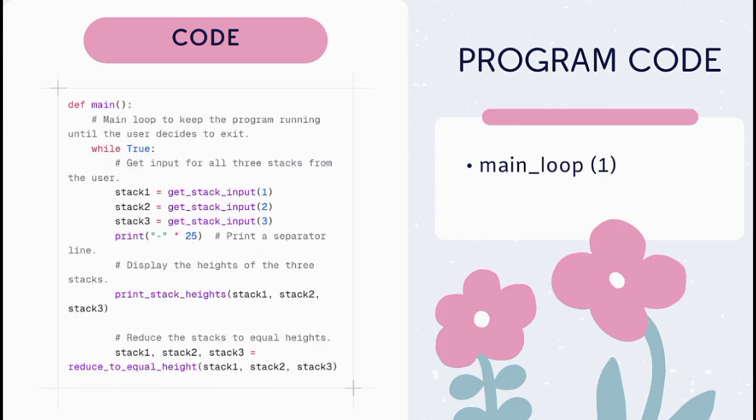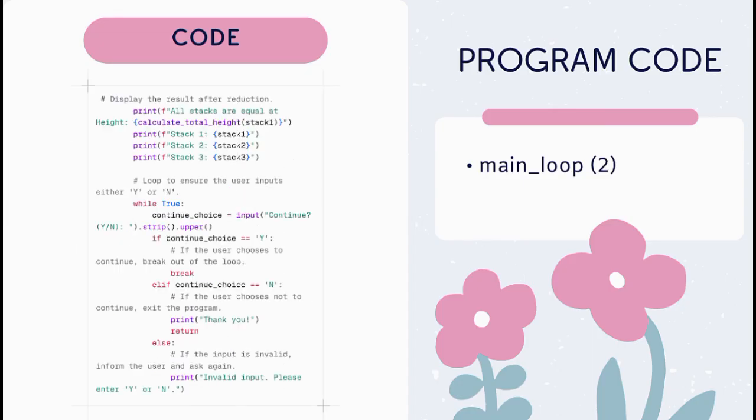Next, the main function. This is the main function of the program, which coordinates the overall flow of the program. The program enters an infinite loop, while True, to continuously run until the user decides to exit. It prompts the user to input elements for three different stacks by calling get_stack_input 1 and then 2 and 3. It displays the total heights of the stacks by calling the print_stack_heights function.